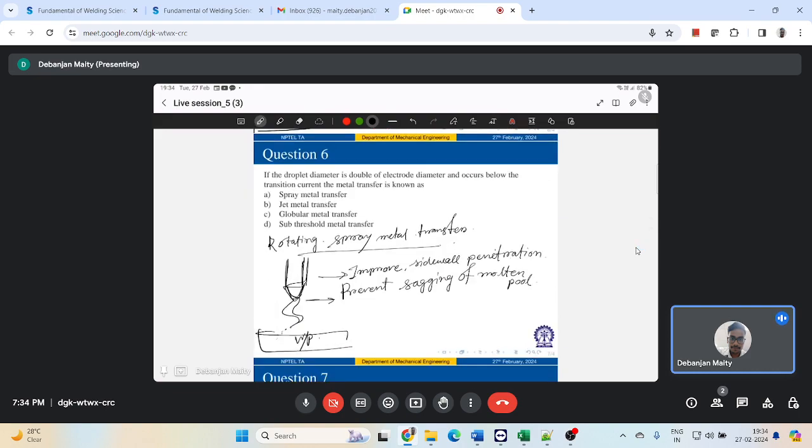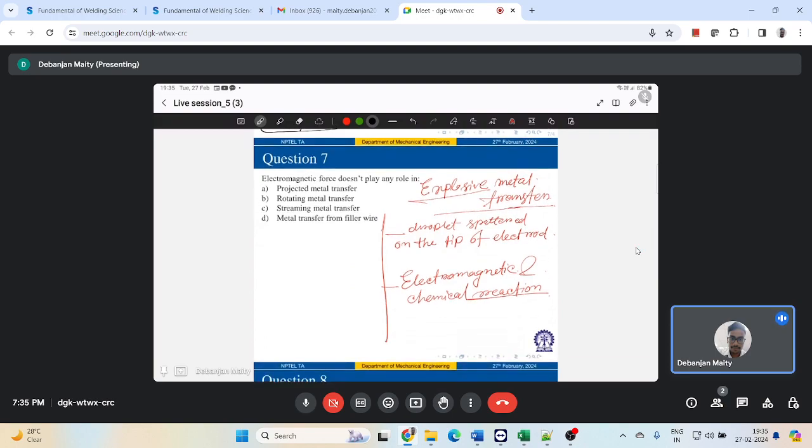Then my next question asks, if the droplet dia is double the electrode dia and occurs below the transition current of the metal transfer, I just talked about that, initially there will be globular and then the spray kind of transfer at this transition current. So this is my size of the droplet, this is my current, right? So what should be the correct answer? 6C is true, right?